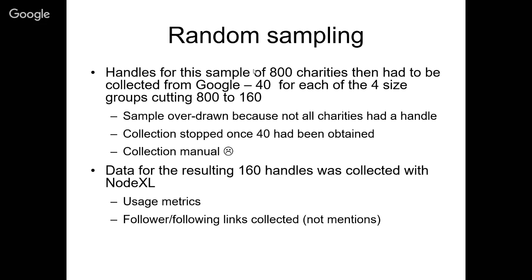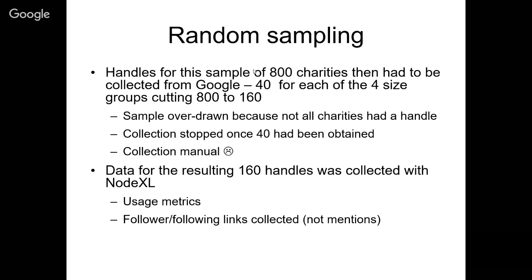The reason the sample was overdrawn to 800 is because not every charity has a Twitter handle. So if we just drew 40 for each, we would have gone through and realized only 30 of a certain strata had Twitter handles. So we overdrew it to begin with and then just collected up to 40. As soon as we had 40 for each band, we stopped collecting for them. So we ended up with 40 in each, 160 in total with valid Twitter handles.